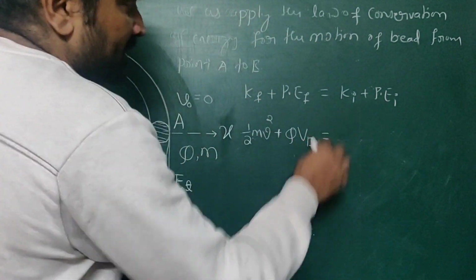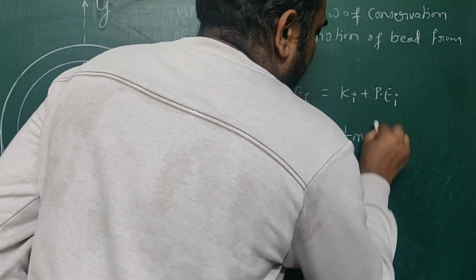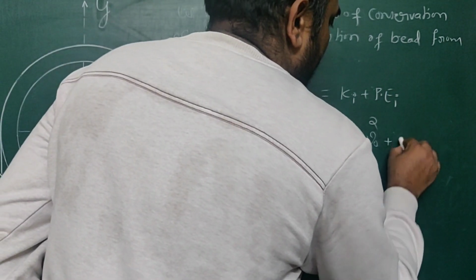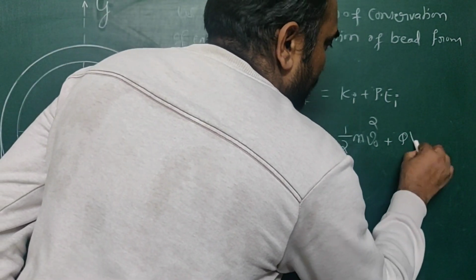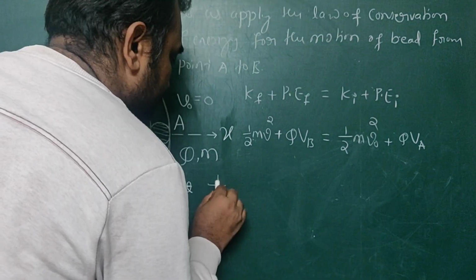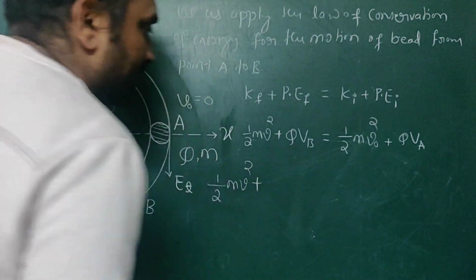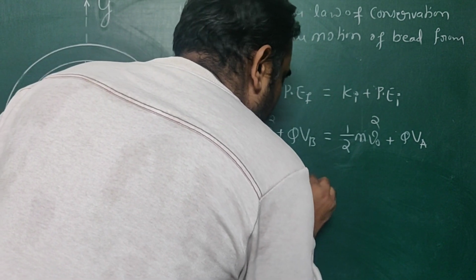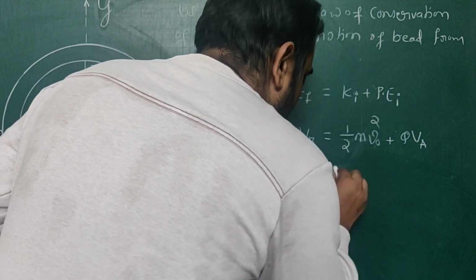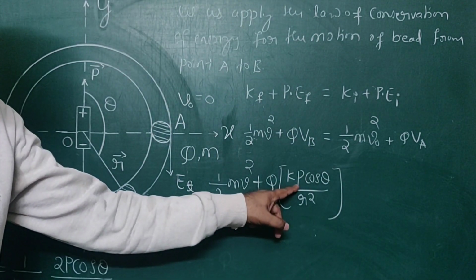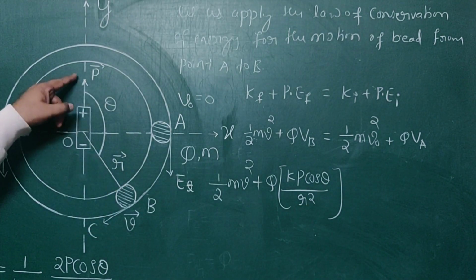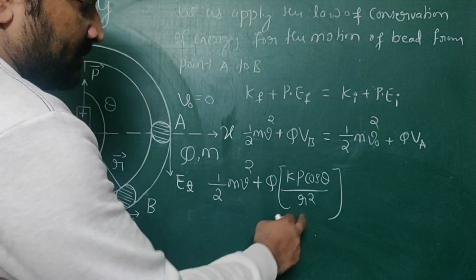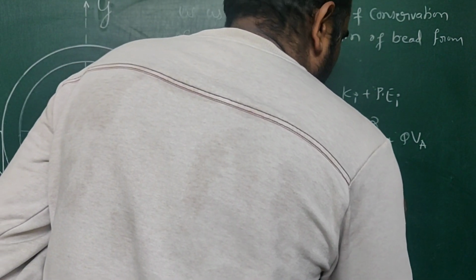That is equal to the initial kinetic energy, let me take it as half m v naught square, where v naught is the initial velocity at point A, which is 0, later we can substitute, plus the initial potential, which is given by the charge of the bead into the electric potential at point A, which is given by q into Kp cos theta by r square, where p is the electric dipole moment, theta is the angle between the position vector and dipole axis, and r is the distance of the bead from the center of the dipole.